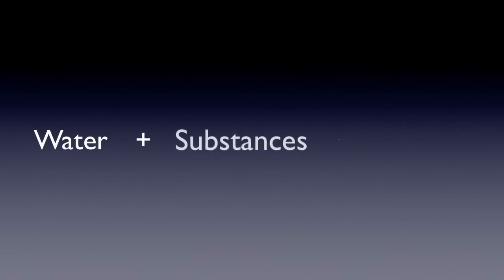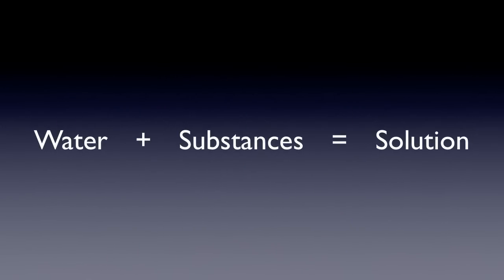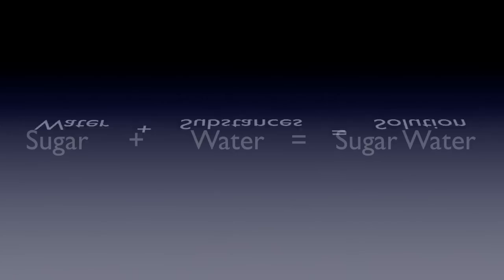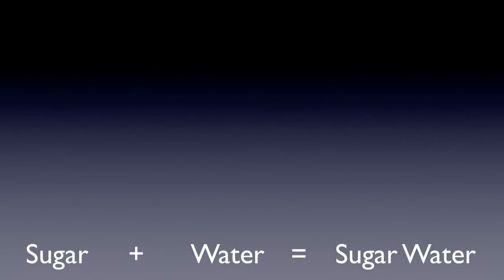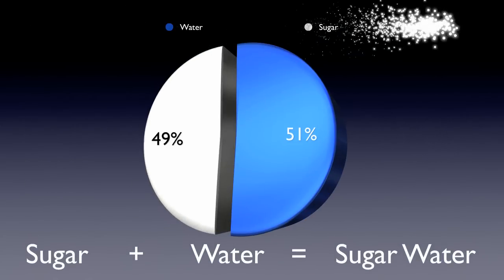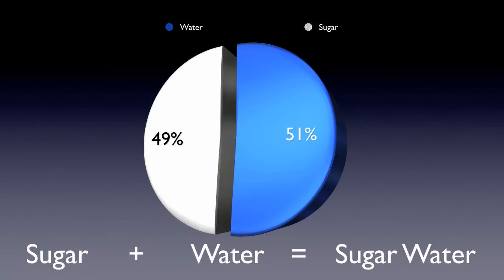Water can also dissolve other substances. If you put water in a mix with other substances, you form a solution. For example, sugar water is a solution of water and sugar. If there is more of one substance in a solution, that substance is called the solvent. For example, if there is more water than sugar in sugar water, then water is the solvent and the sugar is called a solute, which is the substance that is dissolved by the solvent.